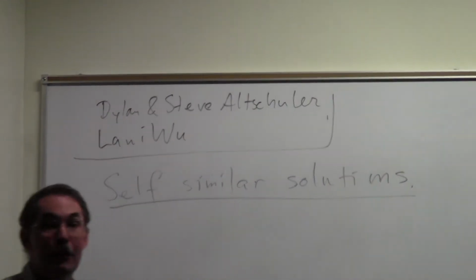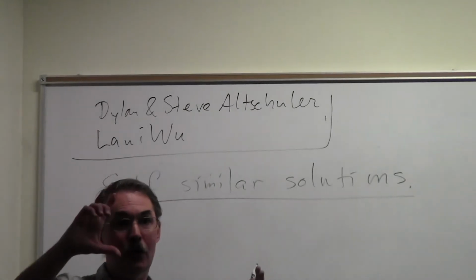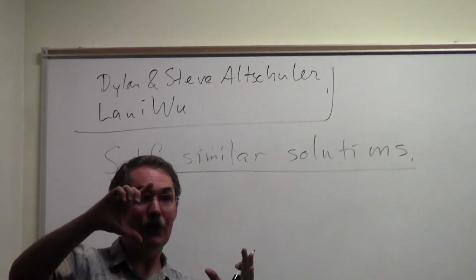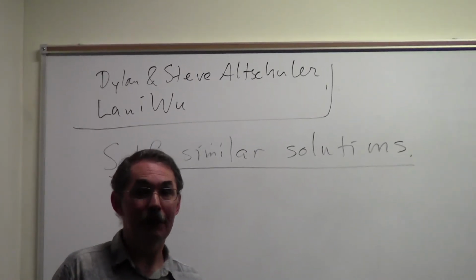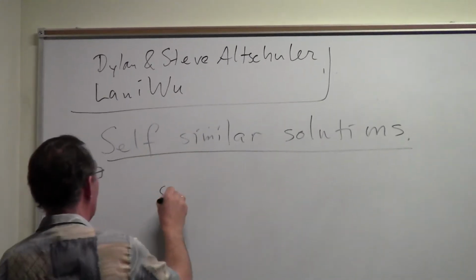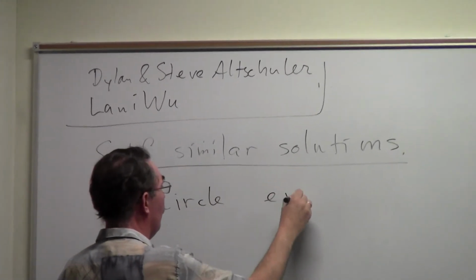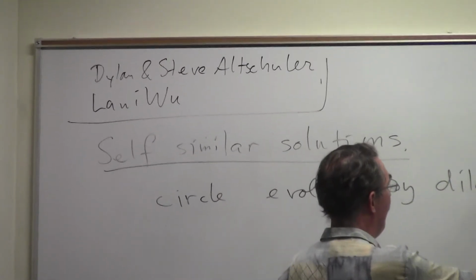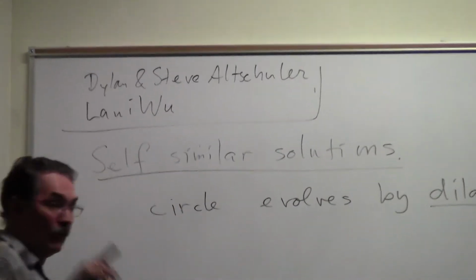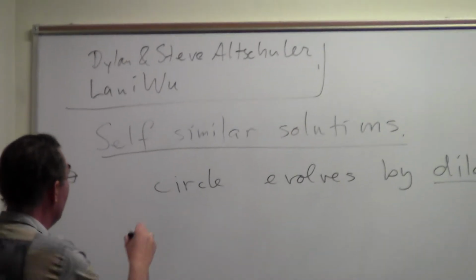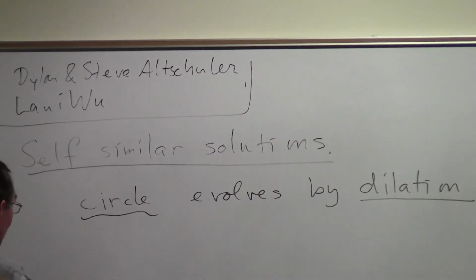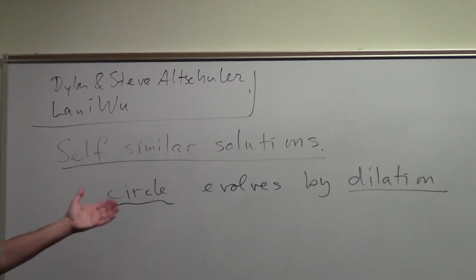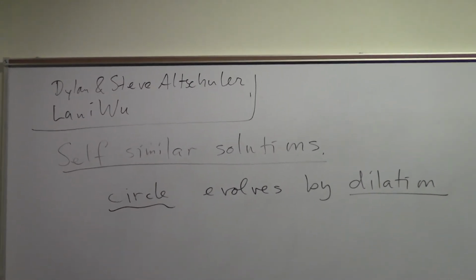The circle is an example of a self-similar solution. It starts out being a circle, and as it evolves, it doesn't change its shape. It stays a circle. The only thing that happens to it is that it changes its scale. So it evolves by dilation. Right, it shrinks. So now you can ask, are there other curves that evolve by dilation?